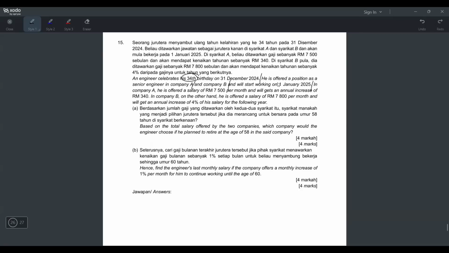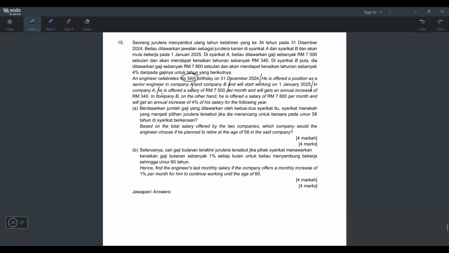When he starts working on 1 January 2025, how old is he? He's 34 years old, right? Because he celebrates his 34th birthday on 31 December, right? So on 1 January, the next day, he is 34 years old, right? Correct?